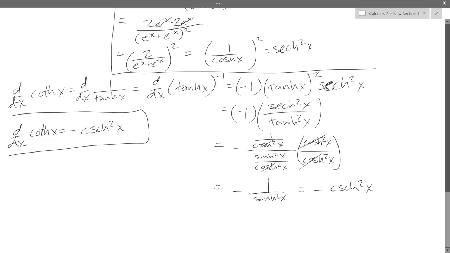All right, so we get a free antiderivative, which we're going to write down. We're going to move the negative to the other side for this antiderivative. The antiderivative of csch squared u du equals negative coth u plus c.